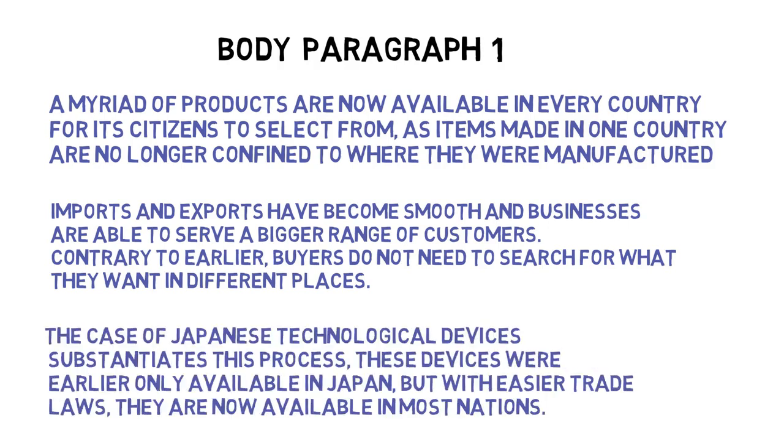Now we are going to have a specific example. The case of Japanese technological devices substantiates this process. These devices were earlier only available in Japan, but with easier trade laws, they are now available in most nations. So we have met the requirement for body paragraph 1.